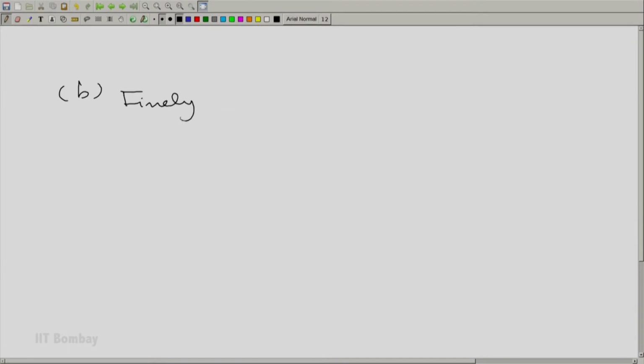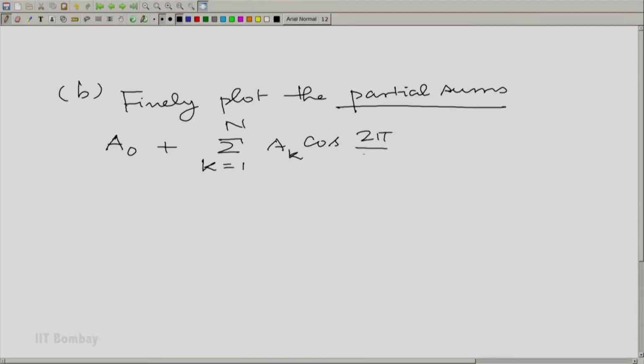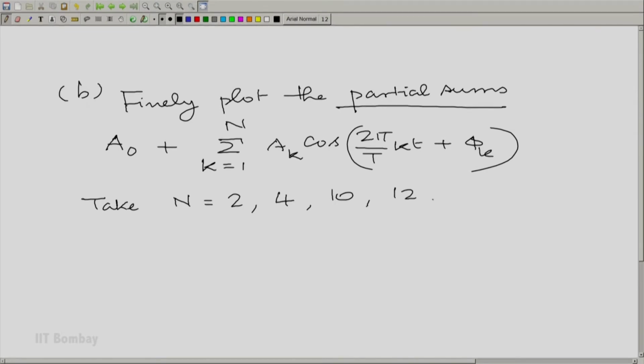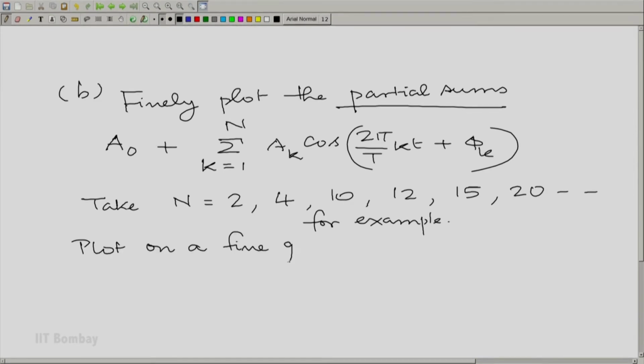Part B, finely plot the partial sum. For example, you could take n equal to, let us say, 2 first, then 4, then 10, maybe 12, then 15, perhaps you can go on like that. Plot for a fine grid. So, for example, you could take t equal to T divided by 2048 multiplied by n, for n going from 0 to 2047. So, you will have 2048 points in that fine interval.